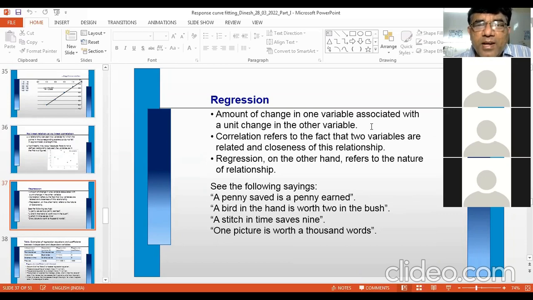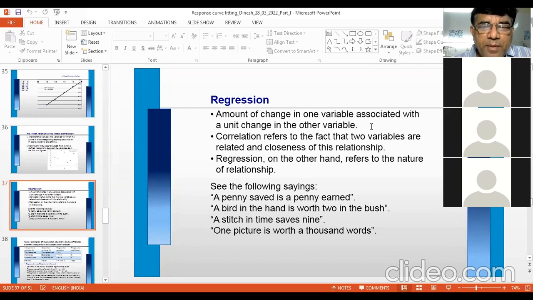Correlation refers to the fact that two variables are just related, and the closeness of this relationship, how closely they are related. Regression, on the other hand, refers to the nature of the relationship. Now you see some examples to explain regression.